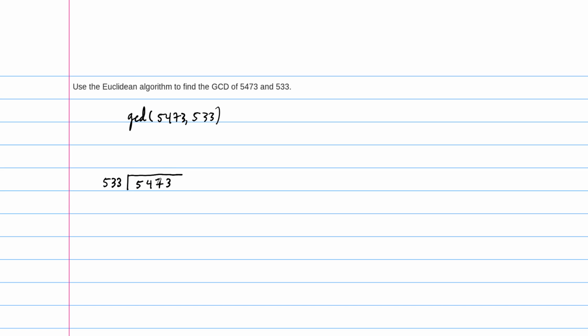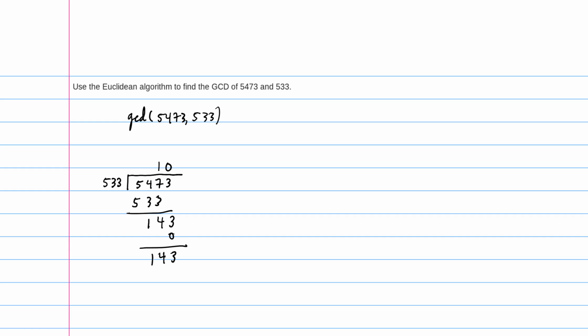The first one is going to be what goes in here once, right? So this is 533. So 1 times 533 is 533. We subtract. This is going to leave us with what? 143. Drop down the 43. This goes in 0 times. Obviously, that's a 0. And then the remainder is 143 itself.